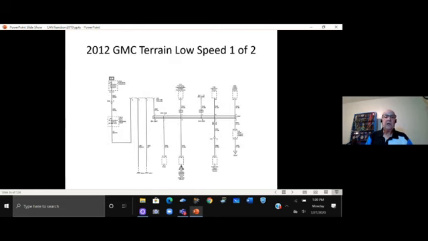Okay? Here's a GMC, 2012 GMC. Again, you know, I'm picking older cars because they're a little simpler. If you put a diagram for a 2020 Lincoln on the screen, no one will be able to see it because there's just way too much there. So pick something older. Okay?